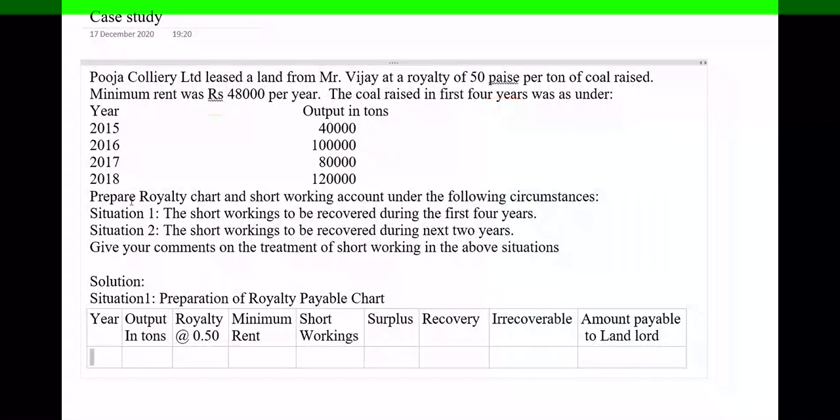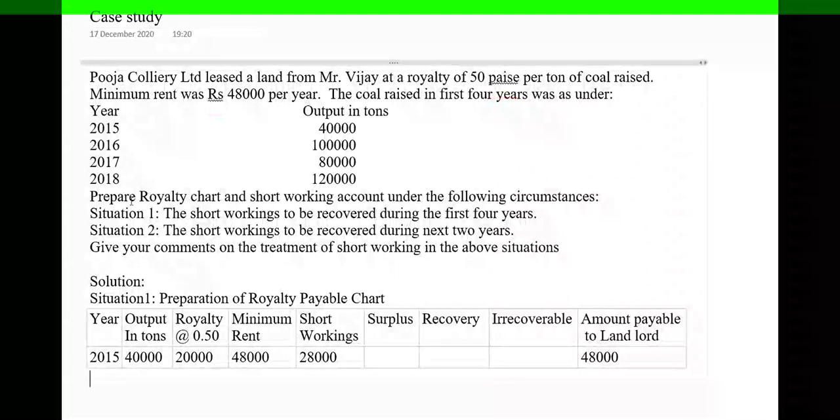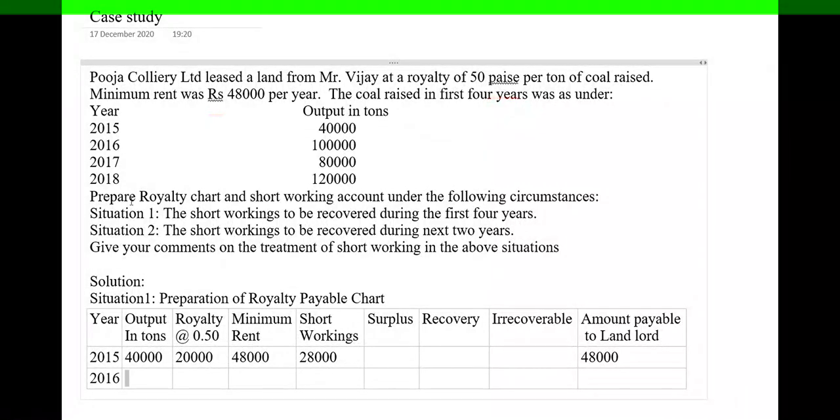Now let us go for the first year here, 2015. So the output is 40,000 tons here. So the royalty payable will be 20,000. Then minimum rent which is given as 48,000 as per the agreement. So in the first year there will be short working of rupees 28,000. There is no surplus, there is no recovery. So amount payable will be 48,000.